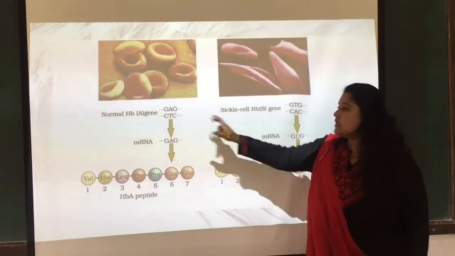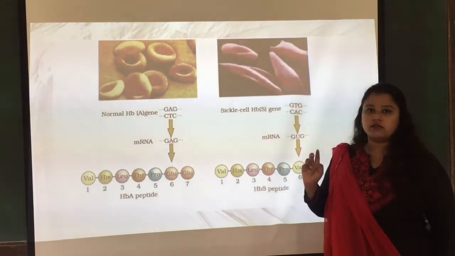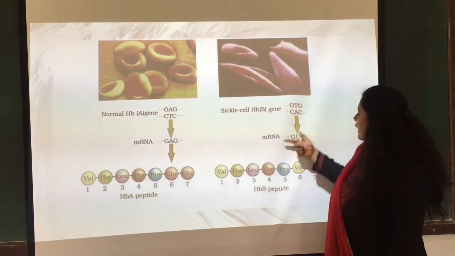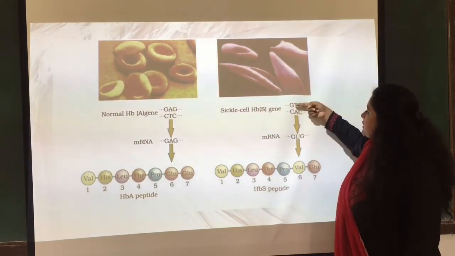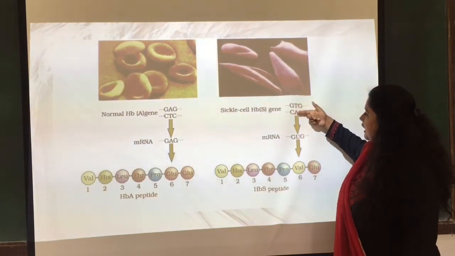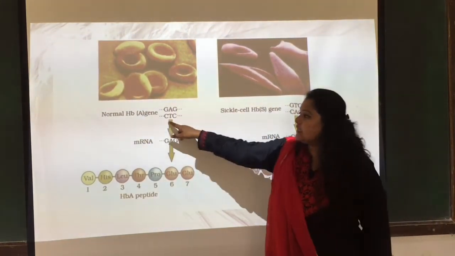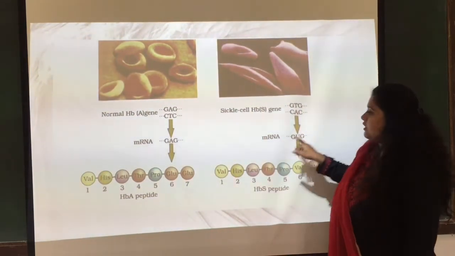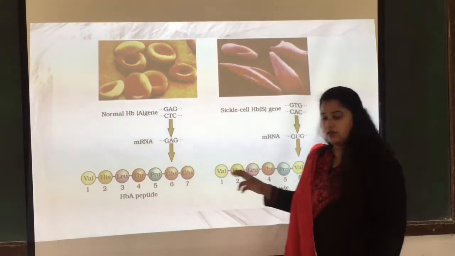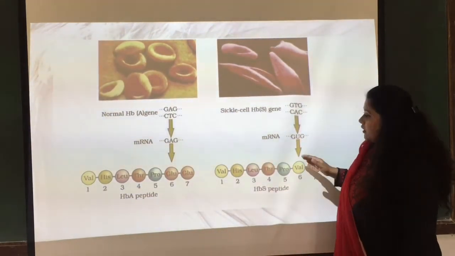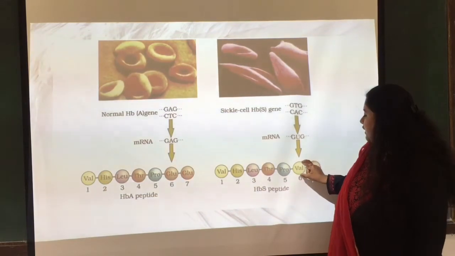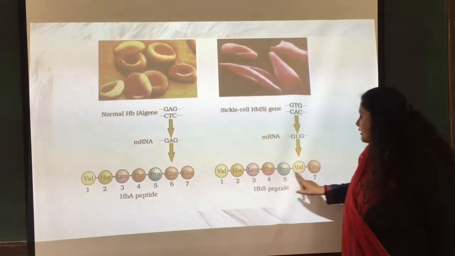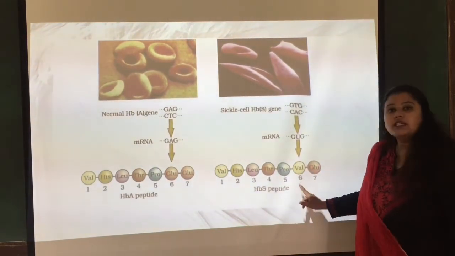See here, GAG is there, but here GTG is present, right? So instead of A, what came here? T. And for this reason, the whole mRNA is also changed. This G binds with C, this T binds with A, and this G binds with C. So here CTC was there, here CAC comes, right? As CAC comes here, GUG comes, where it should be GAG, right? And when this comes, the amino acid which has to be glutamine on the 6th position, instead valine is formed at the 6th position.